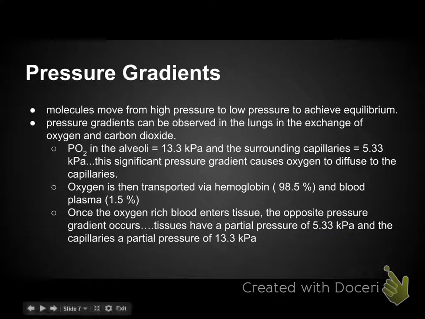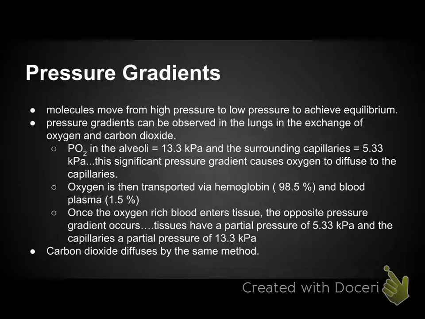So the opposite process occurs for carbon dioxide. Now we have high pressure carbon dioxide in the cell, low on the outside of the cell. And so now it's going to transport through that pressure gradient from high to low and then be transported back to the lungs.